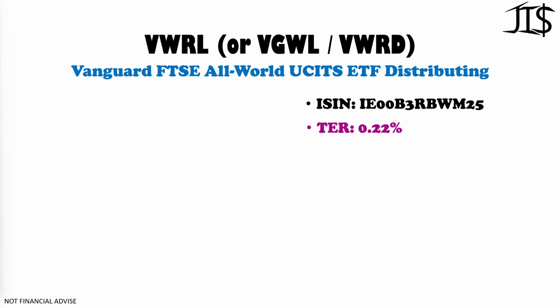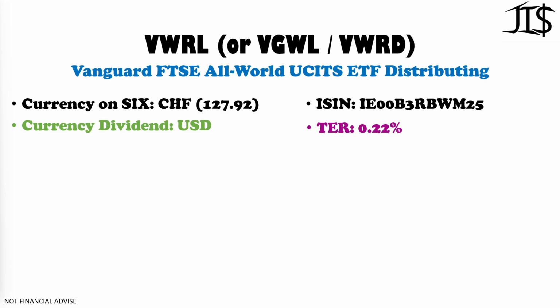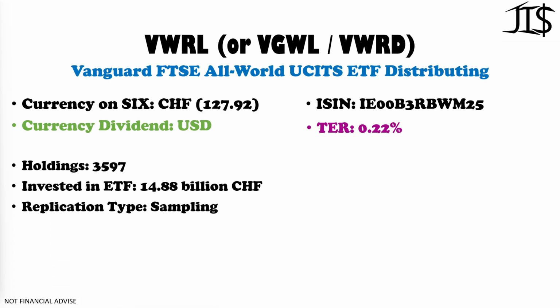Then you have VWRL from Vanguard, the FTSE All World UCITS ETF, and that one has a total expense ratio of 0.22%. You can buy one share for 127.92 Swiss francs right now on the SIX stock exchange, and it pays out its dividend in US dollar. It has 3,597 companies in which it invests its money, and there is 14.88 billion Swiss francs invested into this ETF.